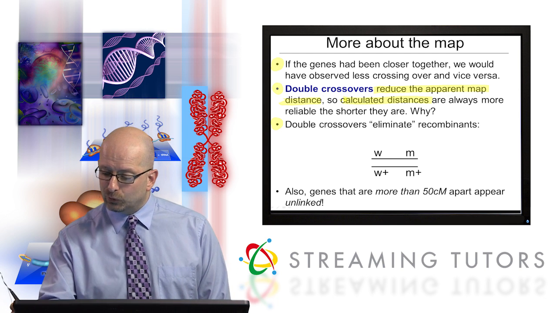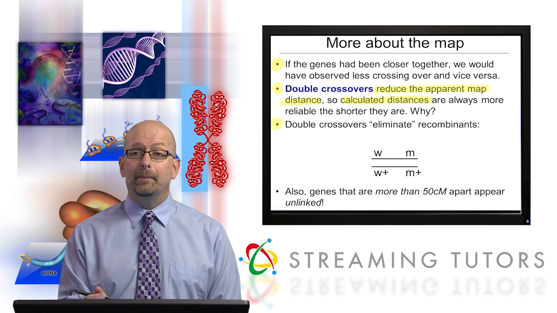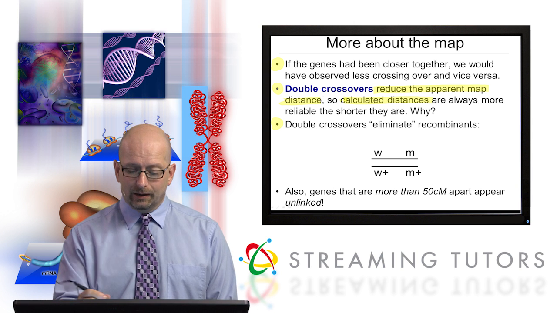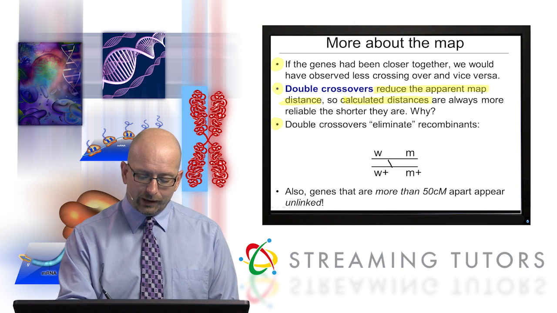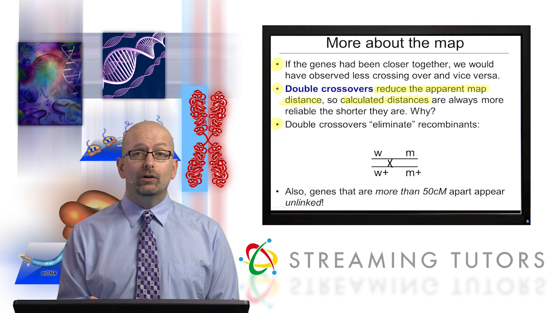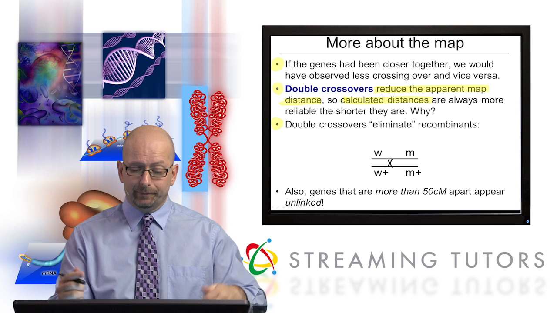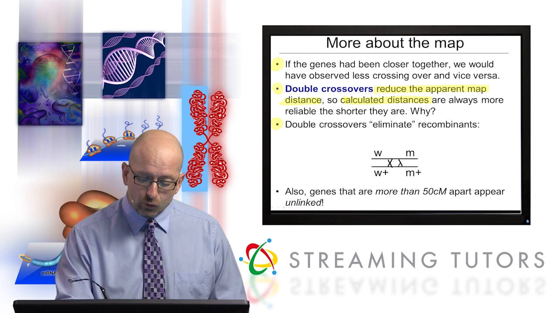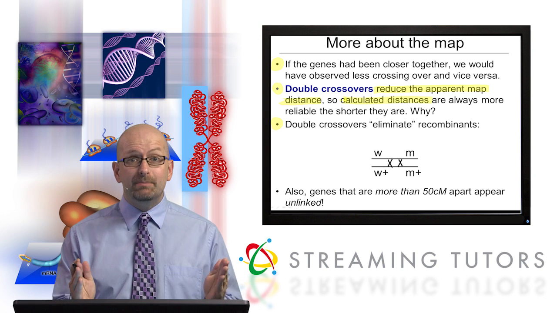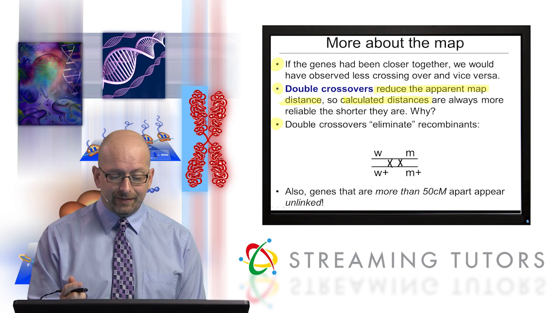So when I say double crossover, this is what I mean. Here's our same situation with the W and the M locus in a heterozygote, right? We made the situation where a crossover occurred between them. But there's no reason in this world, especially as things get further and further apart, that two crossovers could not occur. There's no reason that couldn't happen in between the same two loci. Let's see what would happen if that actually occurred.